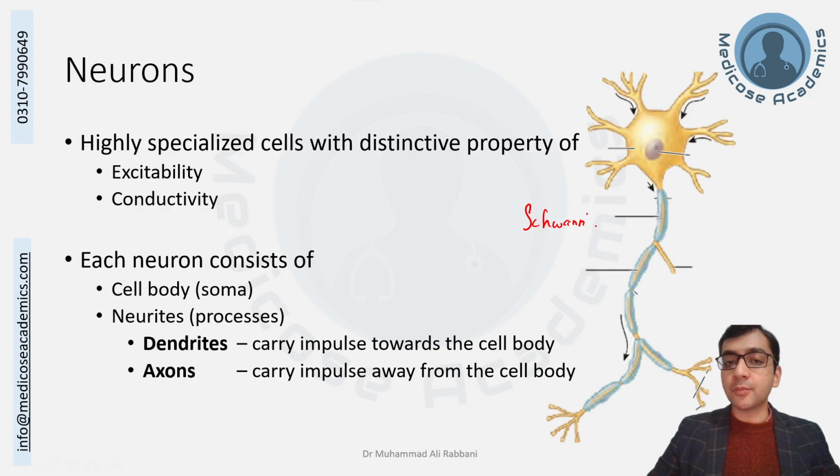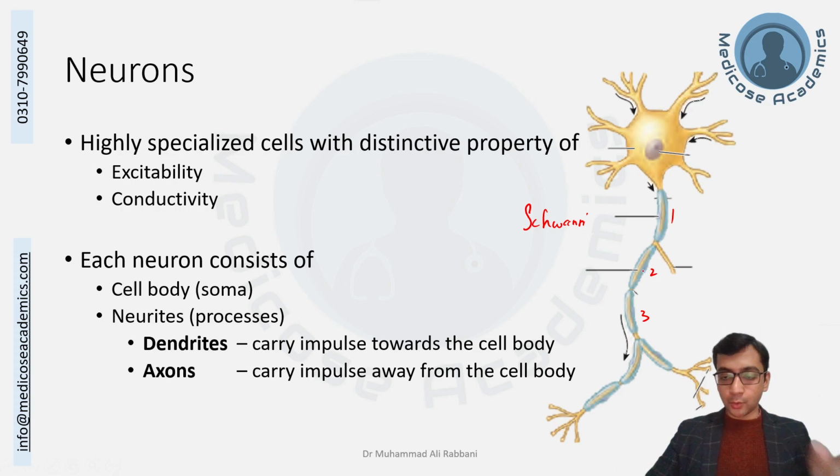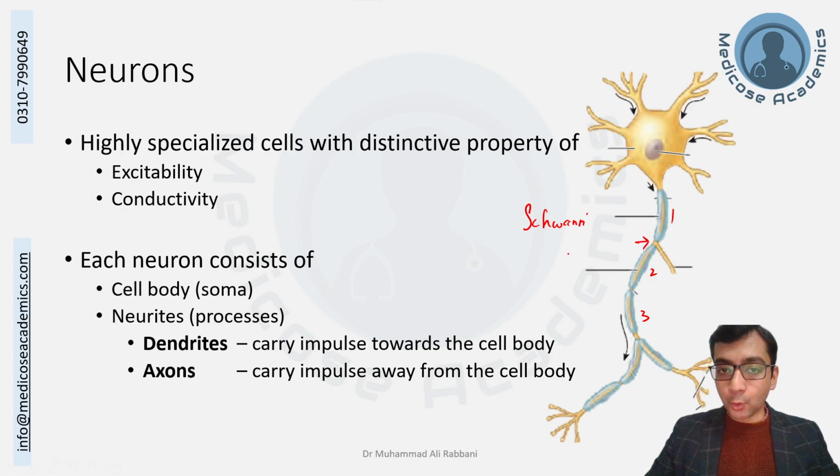A number of Schwann cells closely cover a single axon, this is one, this is the next one. When one Schwann cell ends and the next one starts, the area in between is called a node. To be more specific, it is called the node of Ranvier. These are the nodes of Ranvier.